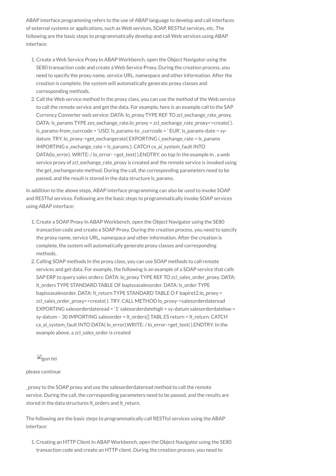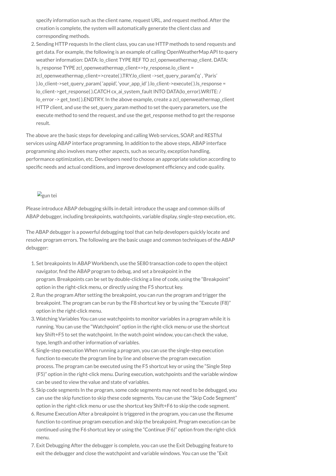What about ABAP interface programming? ABAP can be used to create and consume web services, including SOAP and RESTful services, allowing for integration with external systems. How do debugging skills fit into ABAP development? Debugging is crucial for identifying and fixing issues in ABAP programs. The ABAP debugger provides tools like breakpoints, watchpoints, and single-step execution to aid in this process.